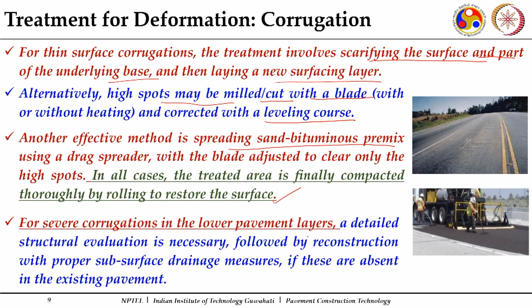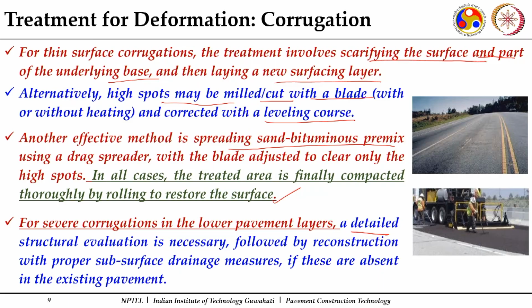For severe corrugations in the lower pavement layers, as I said, this can happen even during construction, with the movement of construction vehicles, and many a time the traffic starts plying during construction itself, so these layers get overstressed. So corrugations may happen during the construction phase also, in certain layers. In that case, a structural evaluation is to be carried out, followed by reconstruction. There the overlay thickness has to be worked out properly.